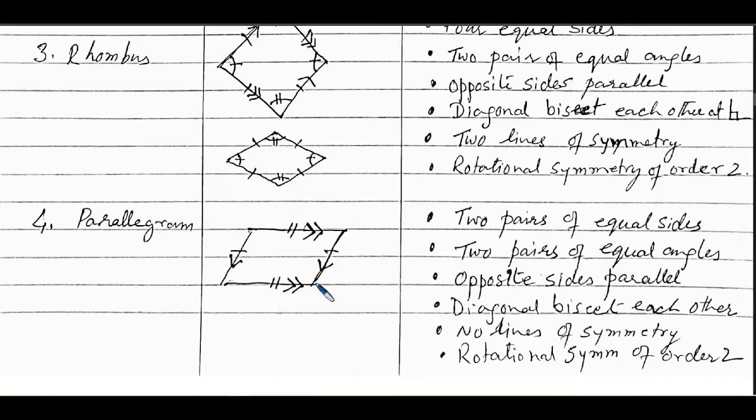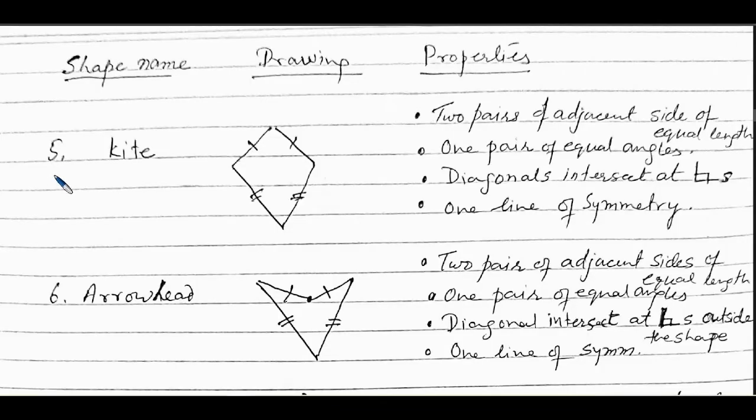So for this object, if you rotate by 360 only twice, it will look similar. Okay, and no line of symmetry. As I said, there is no line. You cannot draw one single line as a line of mirror if you place a mirror. Okay. Then the next one is kite.